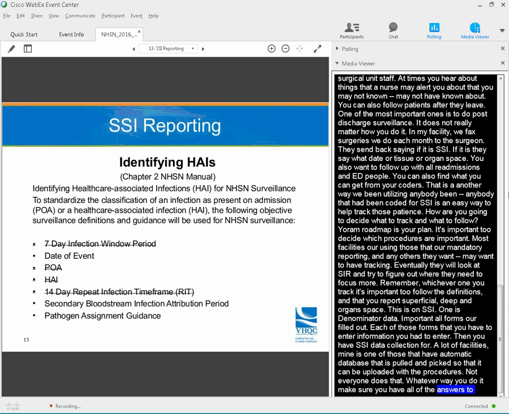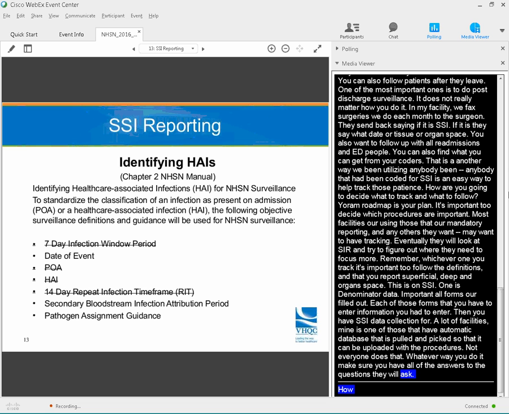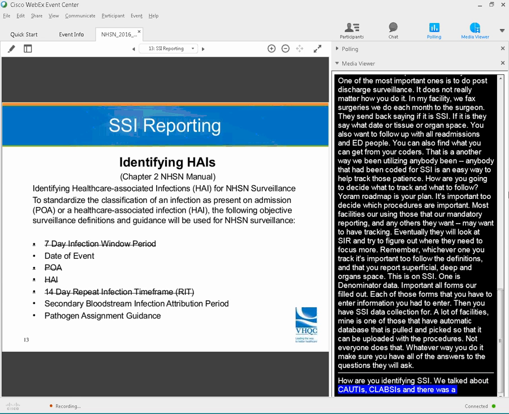So how are you identifying your HAIs? It's a little different for surgical site. We talked last time about CAUTIs and CLABSIs, and there's a lot of different things like infection windows and whether it's POA and different things. You don't have that with SSIs. So you have your date of event, and you can also have a secondary bloodstream infection, and you will still do your pathogen assignment. So you will still have those parts that are part of this.